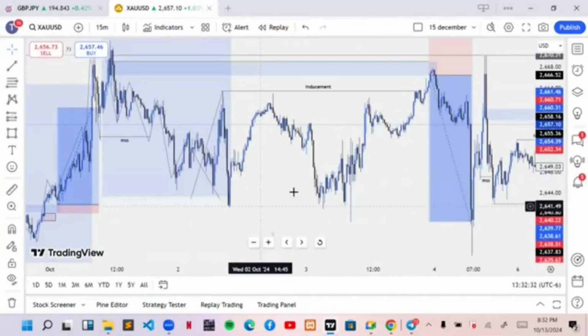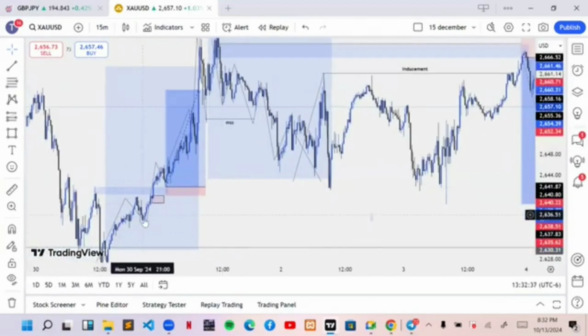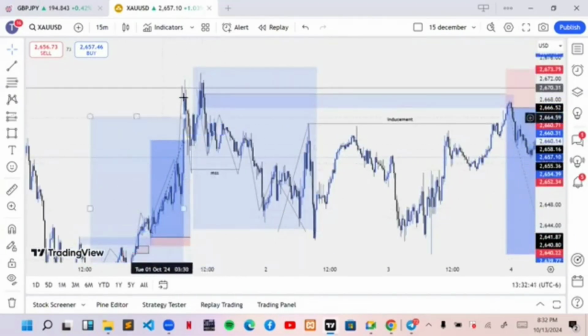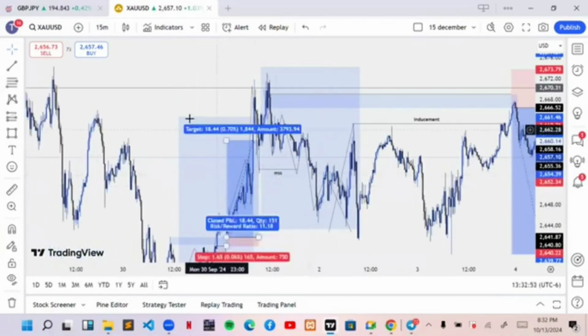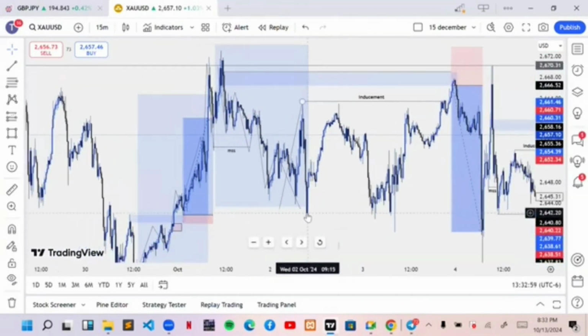For example, if you pay attention to this trade, the market was on an uptrend, so it was making higher highs and higher lows. The market then came here and broke this low. Once this low got broken, there was a market structure shift. So pay attention now. Once there was a market structure shift in this trade, I'm no longer going to be looking to take buys. What I'm going to be looking for now is sells.